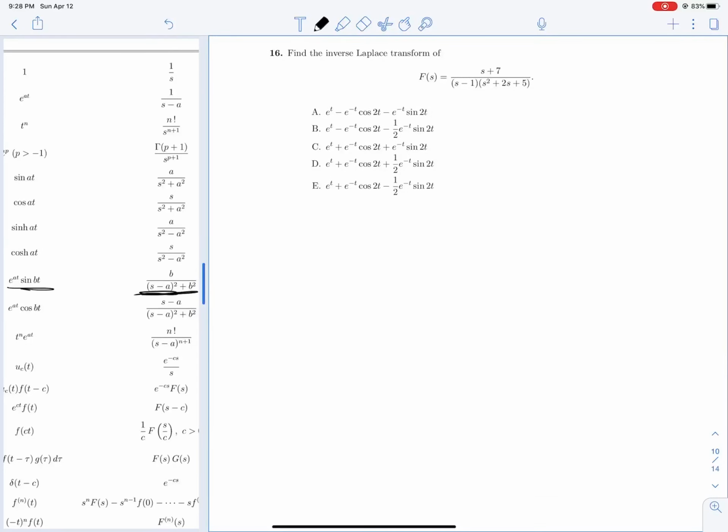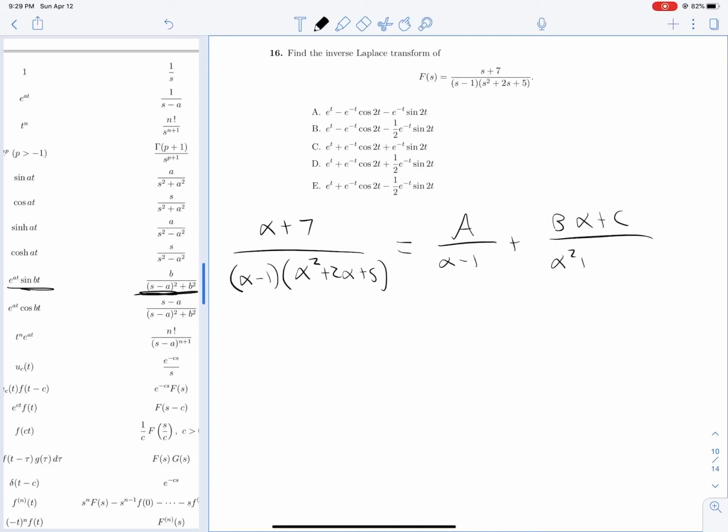Very nice. Okay, 16, we're finding the inverse Laplace transform of this. You might be tempted to try to figure out something right off the bat, but you know deep down that we're going to have to do a very uncomfortable partial fraction here. So that's what we're going to do. Alpha plus 7 divided by alpha minus 1 times alpha squared plus 2 alpha plus 5 is equal to some a over alpha minus 1 plus some b alpha plus c over alpha squared plus 2 alpha plus 5.